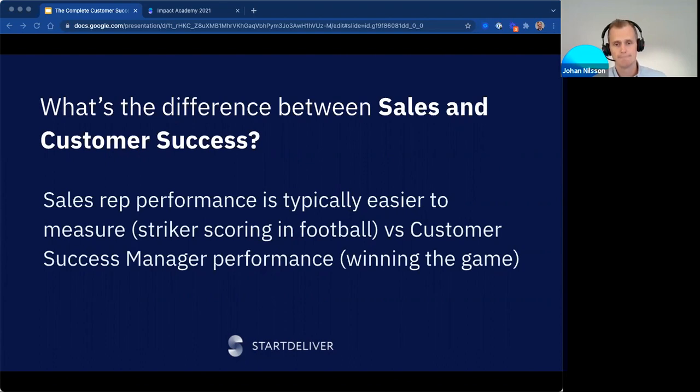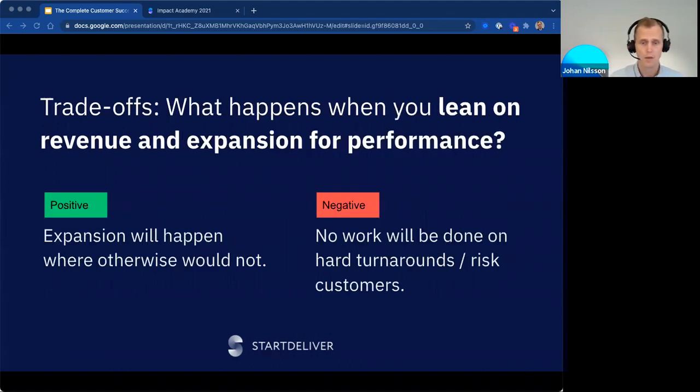If you take football as a similarity, a sales rep is more like a striker. If you score, that's easy to measure. There's no discussion around that. Versus a customer success manager, who is more like winning the game. There's a lot more to it. We will get to this soon, but I think it's important to keep in mind that sales and customer success are different. And following that, there are trade-offs here, because I've seen this as well.